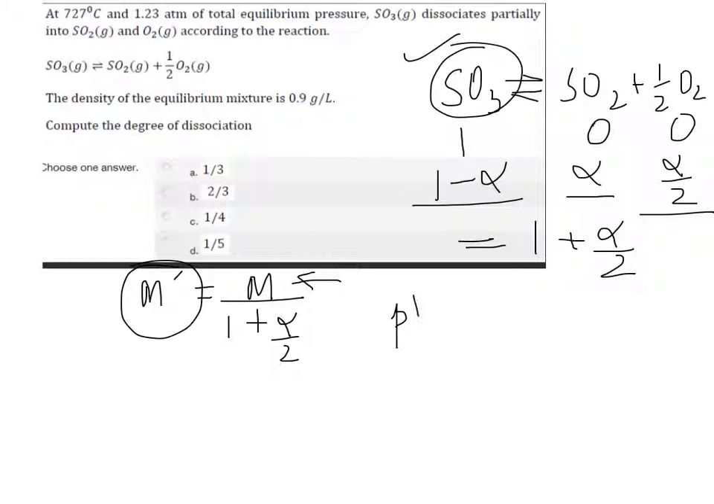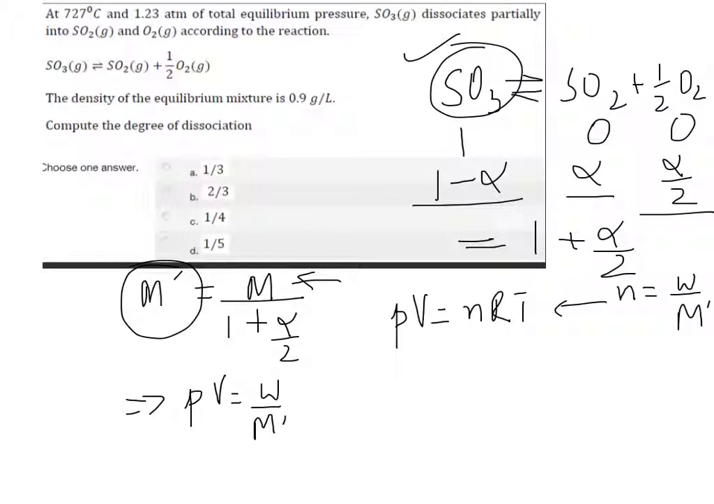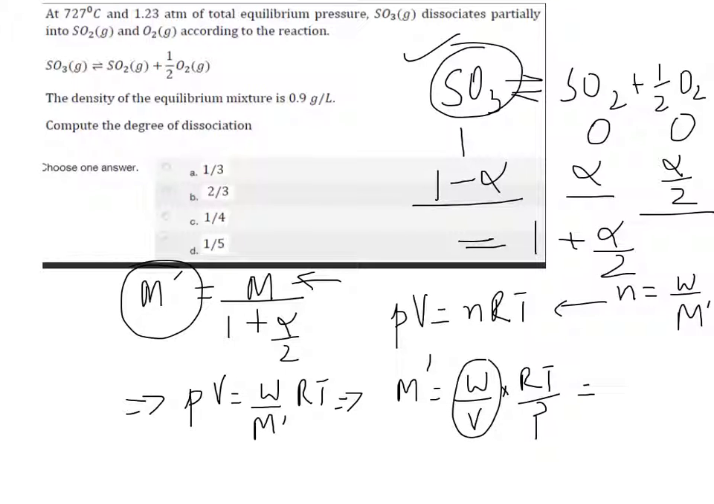Now if you remember from gaseous state, PV equals nRT. n is number of moles, which is equal to the mass or the weight of the mixture, whatever it is, divided by the apparent molar mass M prime, right? Put that in this equation and this gives you pressure times volume is equal to W by M prime RT, which implies that M prime is equal to weight by volume times RT by P. Now this term is nothing but density, and so this is equal to rho RT by P. You're given rho, you know what R is, you're given T, you're given P, you can find M prime.